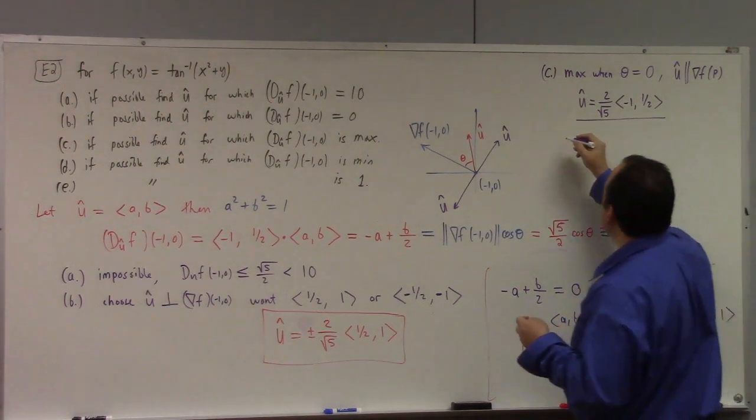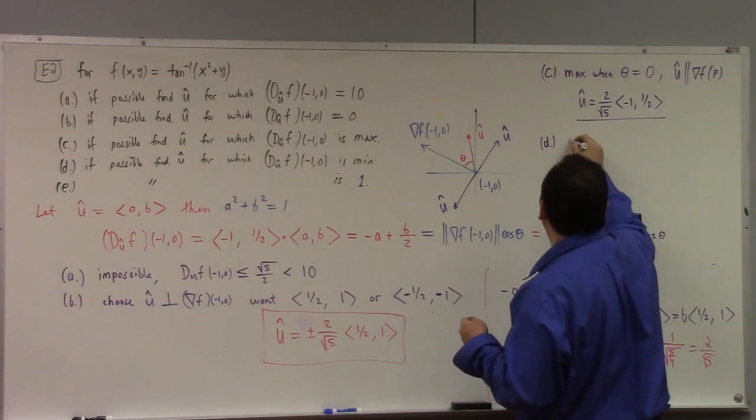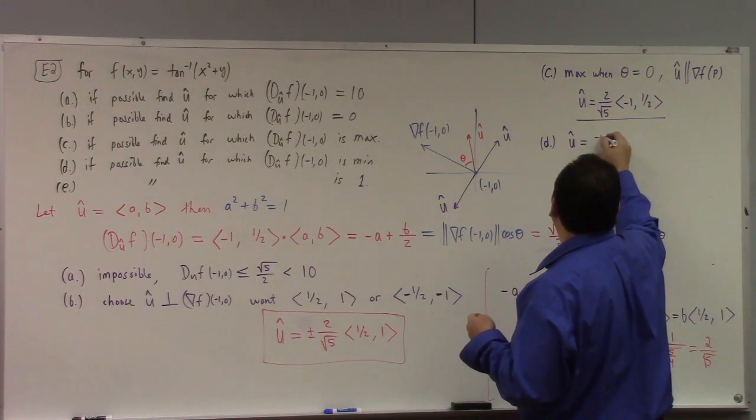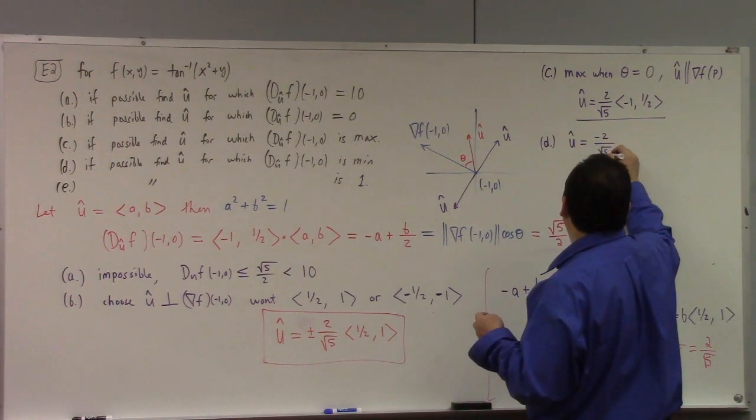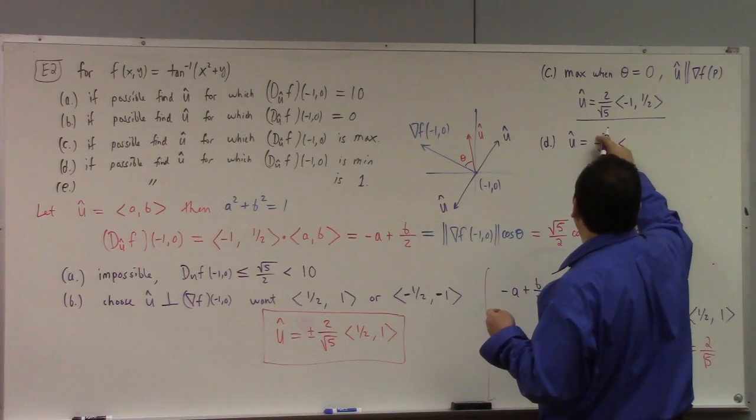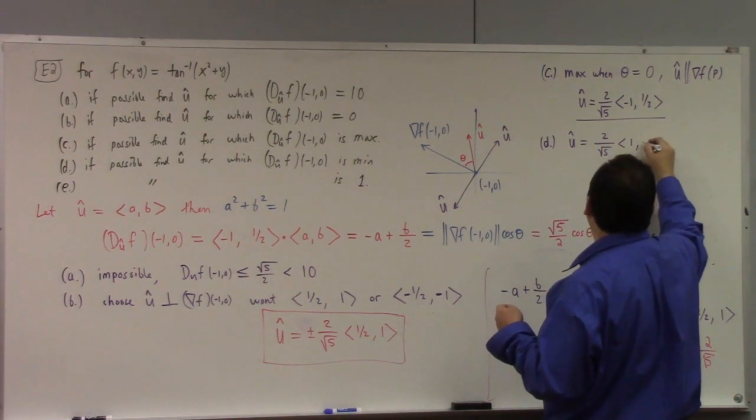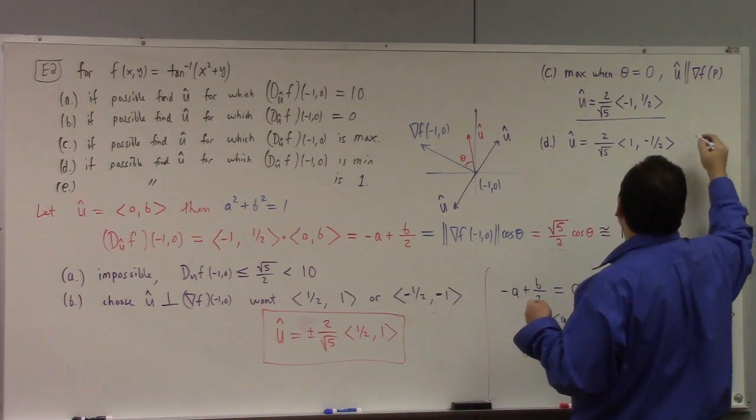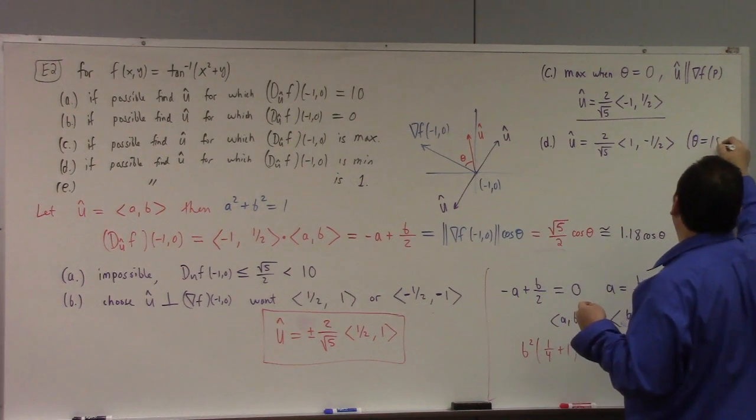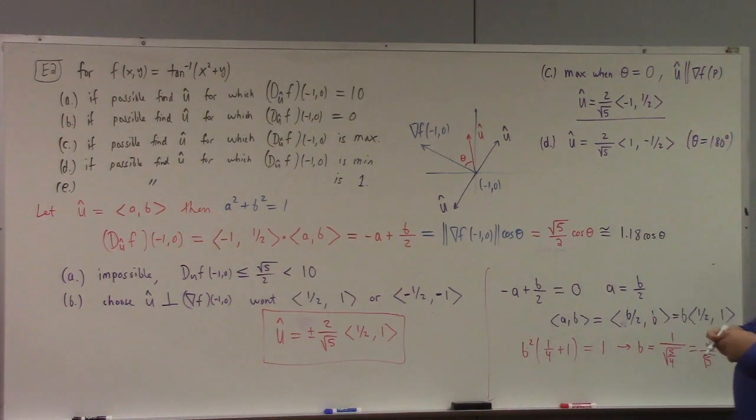How about the min? You just do minus 2 over the square root of 5. And we should bring the minus inside. So like 2 over root 5 times 1, minus 1/2. This would be theta equals 180 degrees, right? That's when the unit vector is anti-parallel. It's the opposite direction to the gradient vector. That gives you the minimum rate of change possible at the point. Yeah?